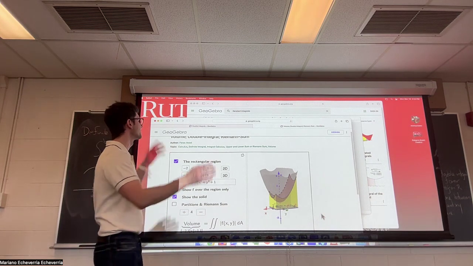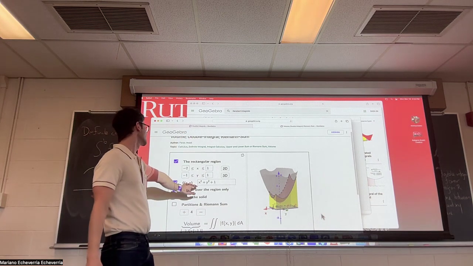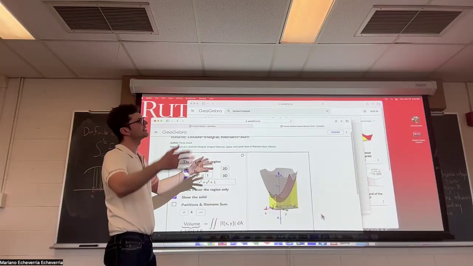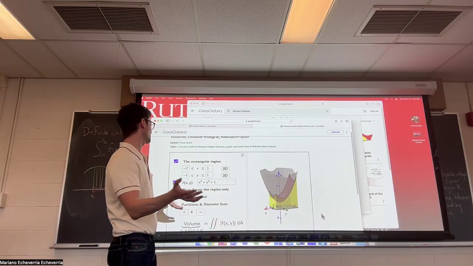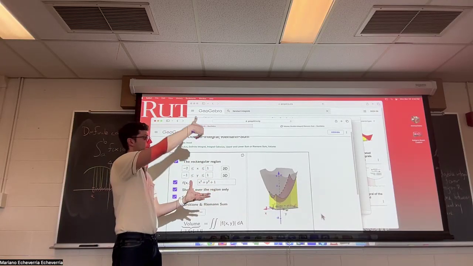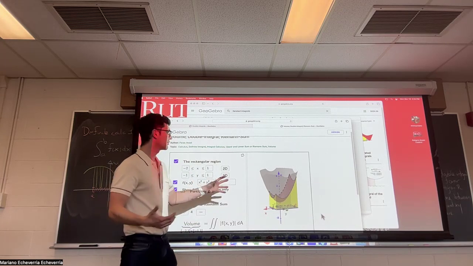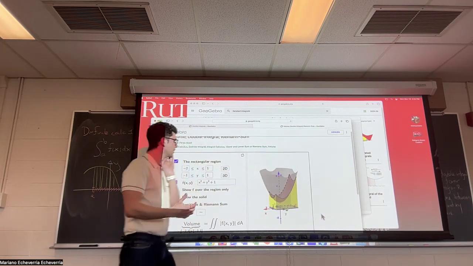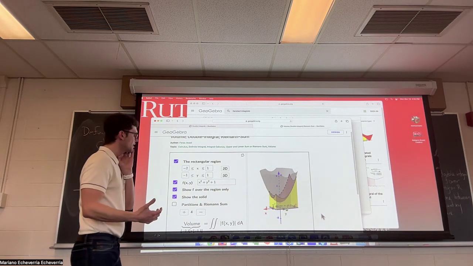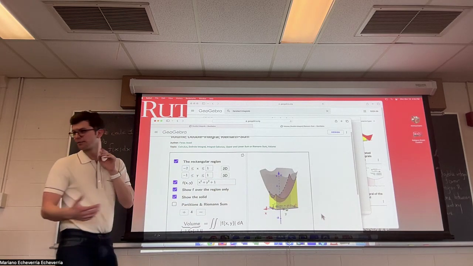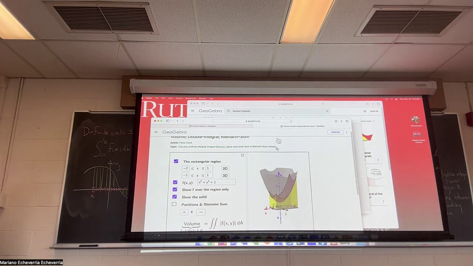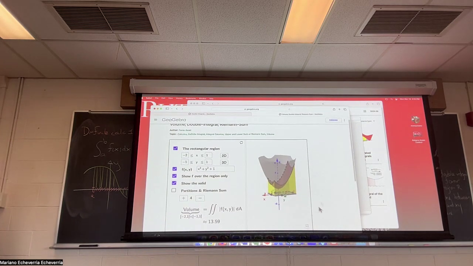Here's one animation. Let's say your function is just x squared plus y squared plus 1. That is the regular paraboloid just shifted by 1 unit. So the graph of the paraboloid is what you see here in gray, okay? Let me see if I can make this a little bit bigger, actually.